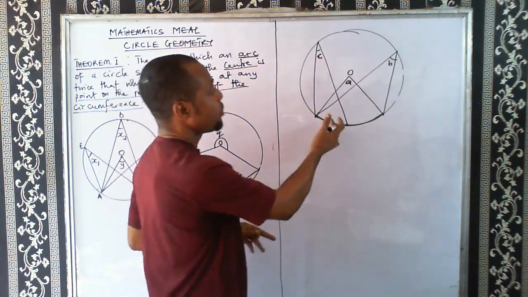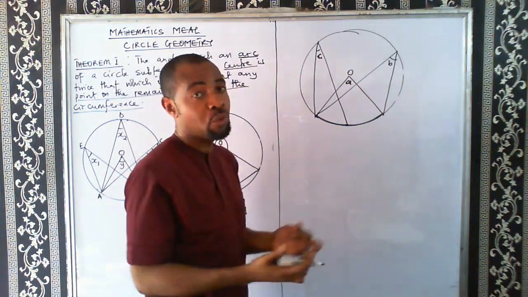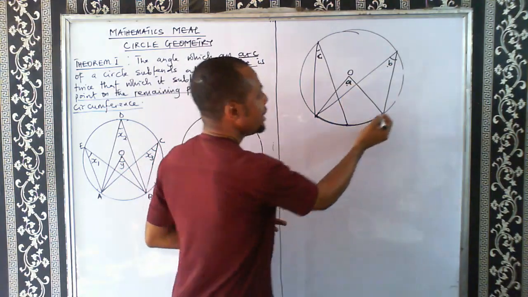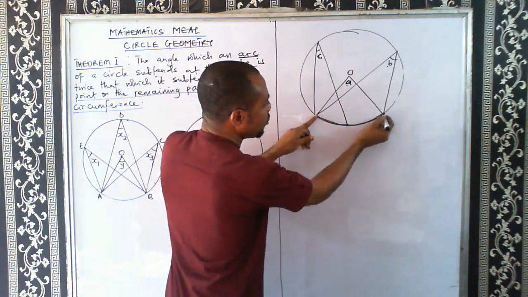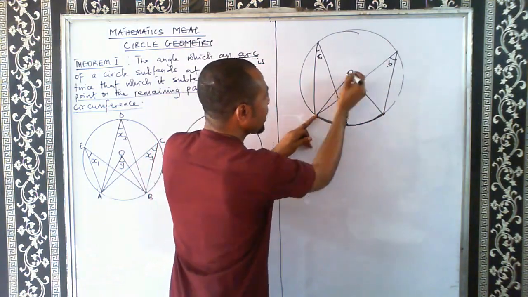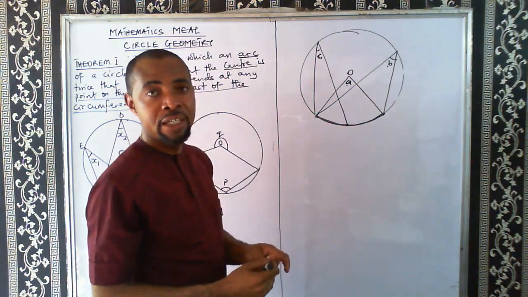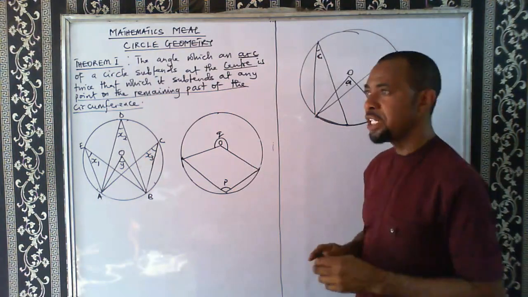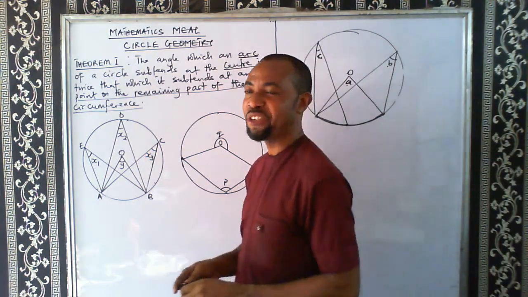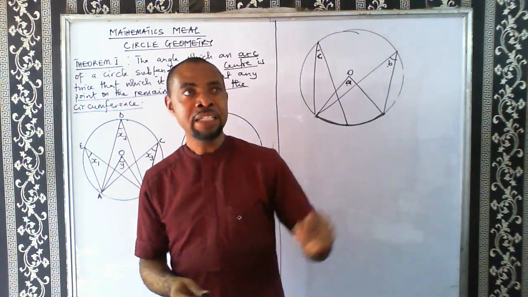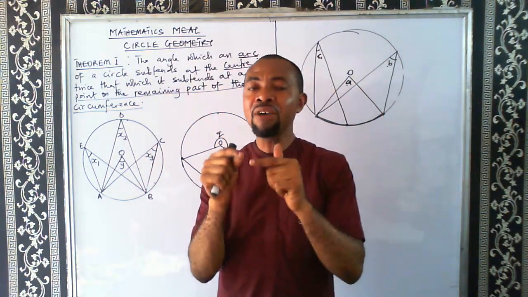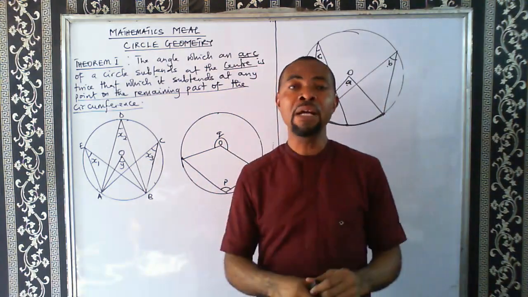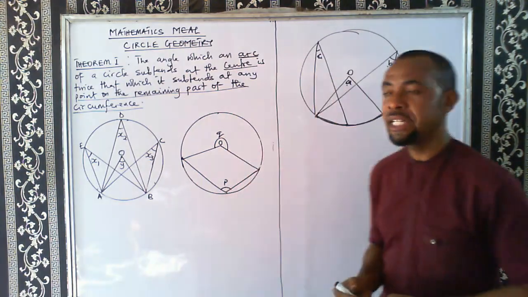The arc that produced C is different from the arc that produced A. But twice B will give me A, because the same arc that produced B, which is from here to here, is the same arc that produced A. So you have to be very careful. Students are very quick to say twice angle at the circumference equals angle at the center. Before you shout that, you must make sure that the angle at the circumference and the angle at the center both originated from the same arc. If that is not the case, then there is a problem.